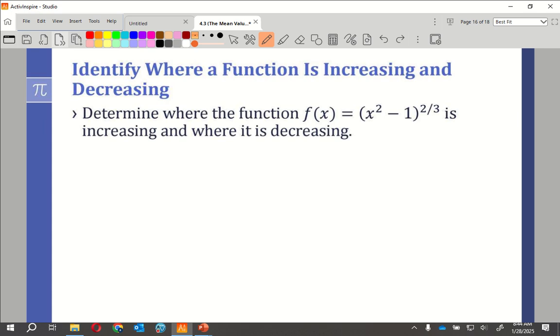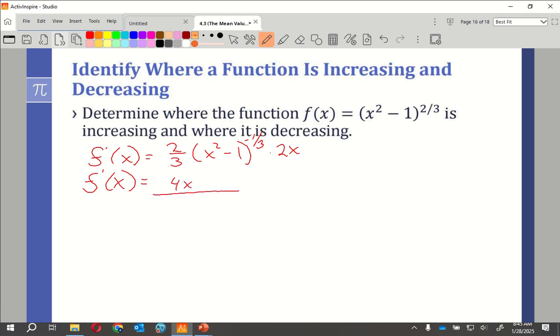All right, so on this one here, let's do the derivative. So f prime of x is 2/3 (x squared minus 1) to the negative 1/3 times 2x. F prime of x is equal to, put it together, 4x over 3 quantity x squared minus 1 to the positive 1/3.